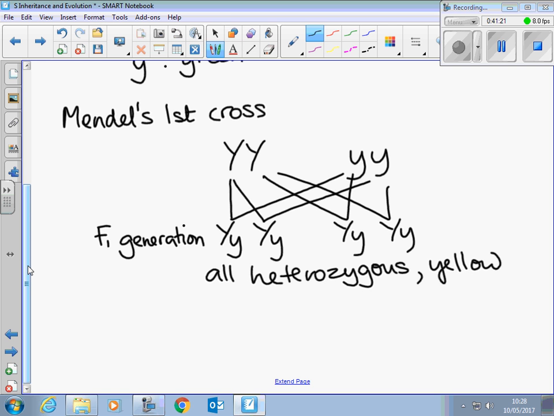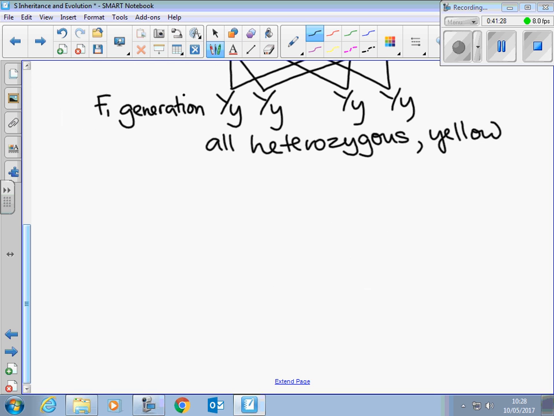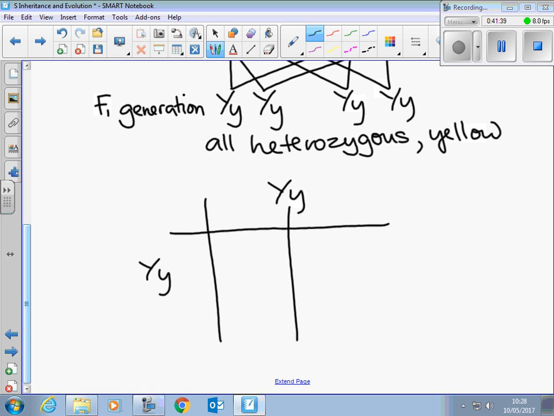The other way of representing this that some people prefer, and you'll find it in some of those notes sheets, is to use a square. If you take one parent up here, the other parent over here, and you put their gametes like that, yeah, a lot of people seem to find this easier. And you then just put the combinations together, reading across and down.